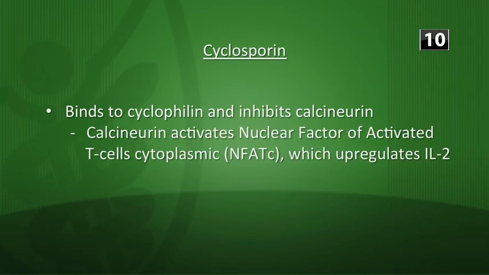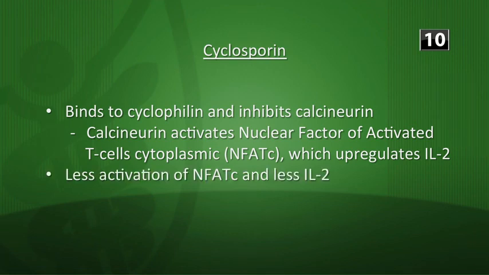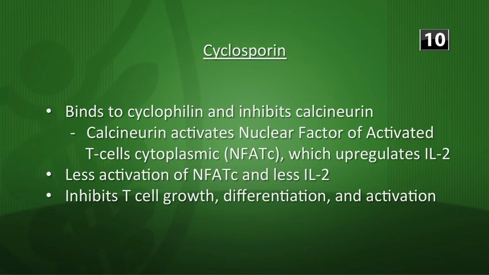Now normally calcineurin activates a transcription factor called NFATc, which stands for nuclear factor of activated T cells, cytoplasmic. That upregulates expression of IL-2. Then IL-2 is important for T cell growth and differentiation and activation. So cyclosporin inhibits calcineurin, so you're going to have less activation of that NFATc transcription factor and less IL-2, and then that's going to inhibit T cell growth, T cell differentiation, and activation. And on that note, we're going to end this question set.